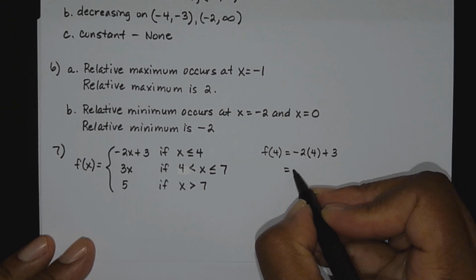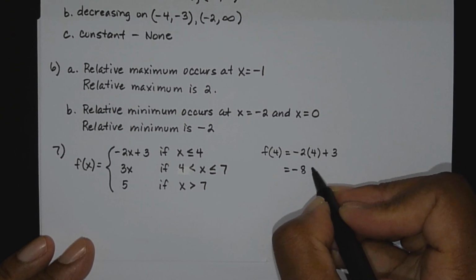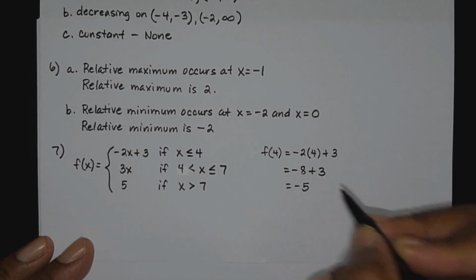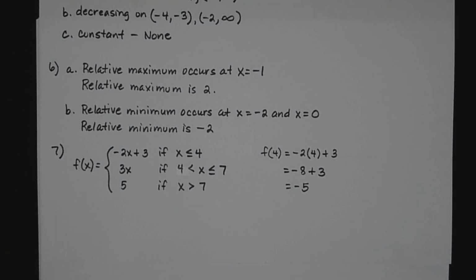And -2 times 4 would be -8, and -8 plus 3 is -5. So the value of that piecewise function when x is equal to 4 would be -5.